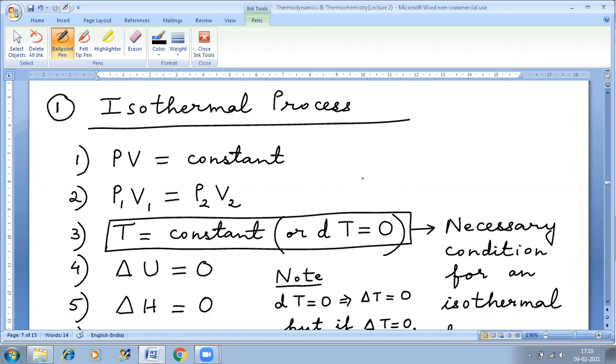In an isothermal process, PV is constant, and so we can say P1 V1 is equal to P2 V2. Temperature is constant, and this is the necessary condition for an isothermal process, the essential condition. Either you say that T is constant or you say that dT is 0.